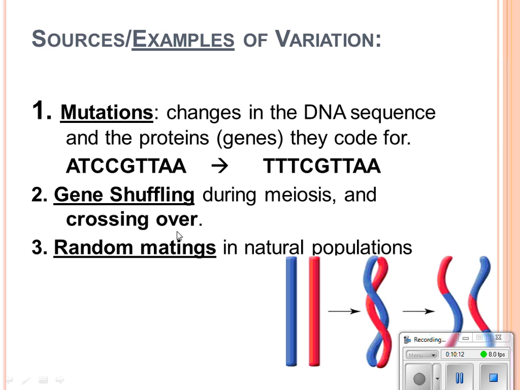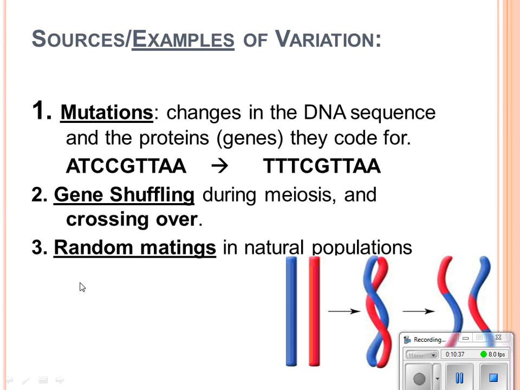So if we look at some examples or just sources of variations, number one, mutations. Changes in DNA can cause a variation to occur. Number two, gene shuffling during meiosis, the crossing over effect, like we have shown in this picture below, during prophase 1 of meiosis when genetic information is exchanged. When you exchange genetic information, you are exchanging genes.